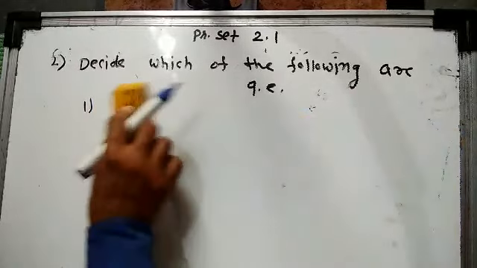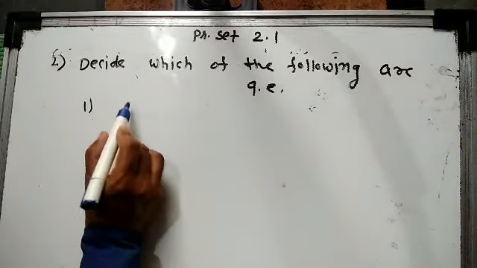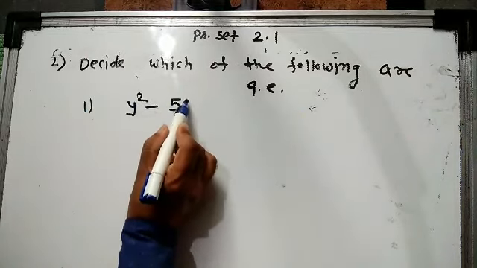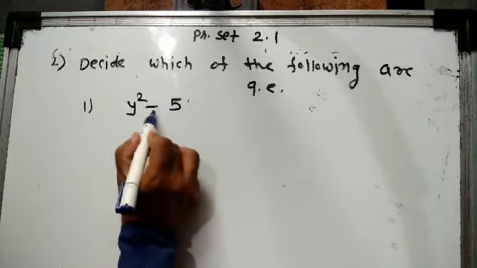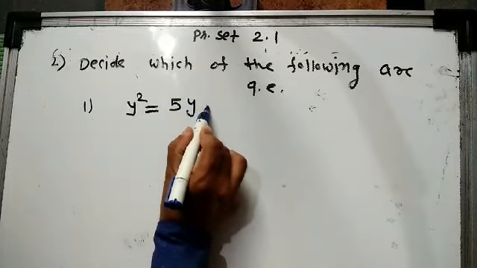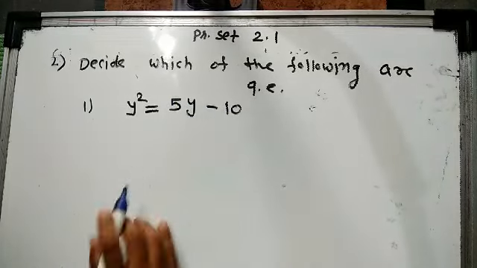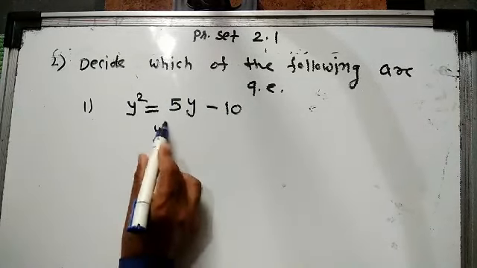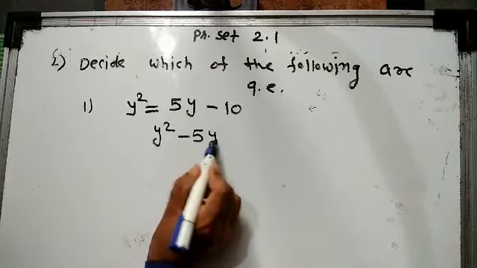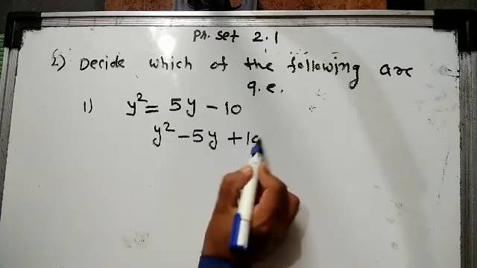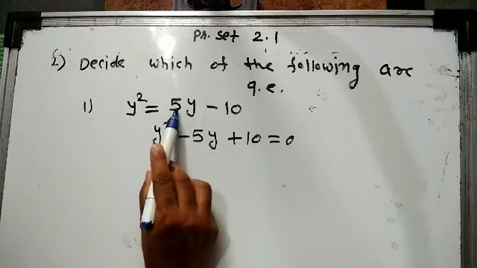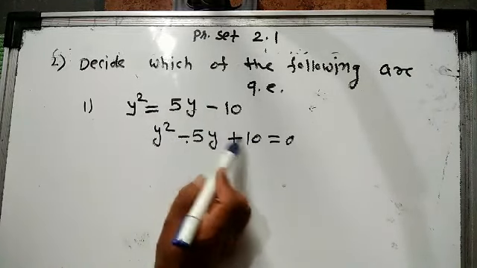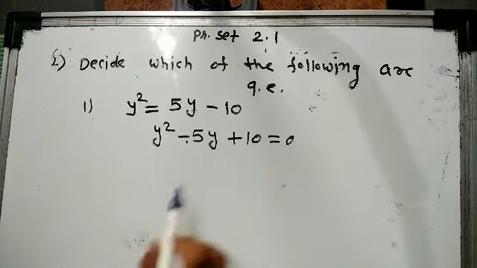Second equation is given, y square minus 5y square is equal to 5y minus 10. First, try to write in the standard form. Therefore, y square minus 5y plus 10 is equal to 0. Write this 5y minus 10 to the left hand side. 5y becomes minus 5y and minus 10 becomes plus 10 is equal to 0. It is in the standard form.